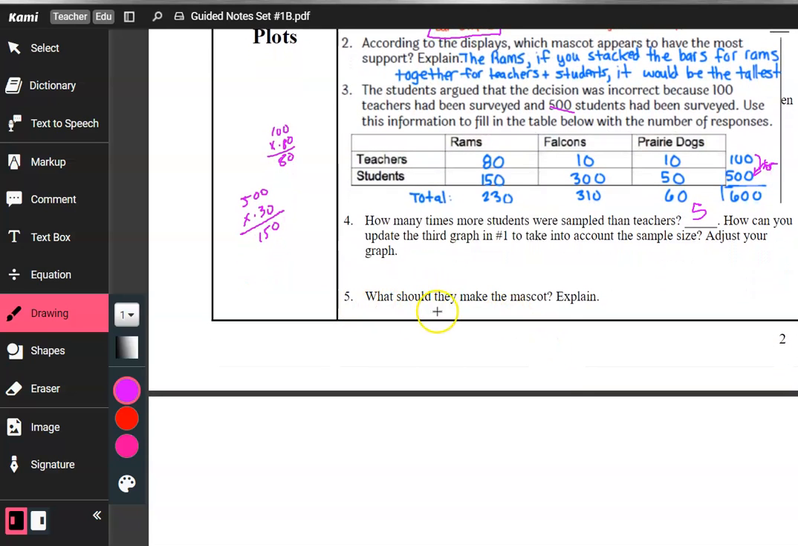Right. So number 5, what should they make the mascot? So the Falcon got the most people who chose it, 310, more than the other mascots. The Rams got a total of 230, the Falcon got 310, and the Prairie Dogs got 60. So they should make it the Falcons because it has 310 votes.